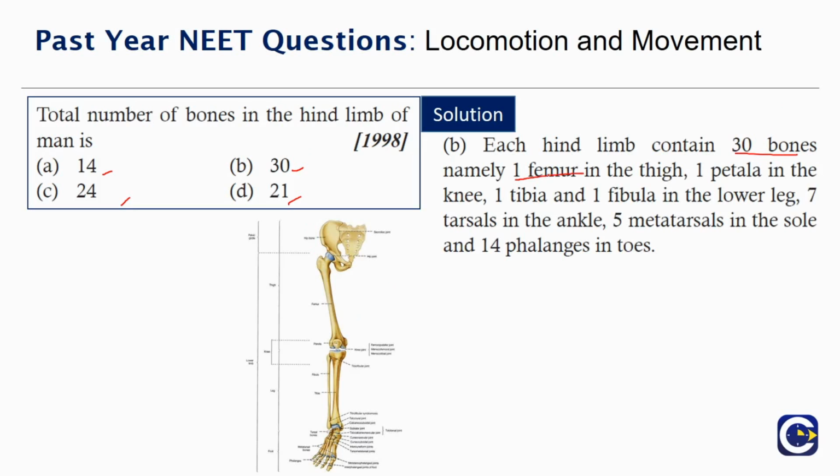How it is: one femur, one patella, one tibia, one fibula, and there are 7 tarsals in the ankle, 5 metatarsals in the sole and 14 phalanges in the toes. So if we keep adding this, we get 30 bones. So the total number is 30.